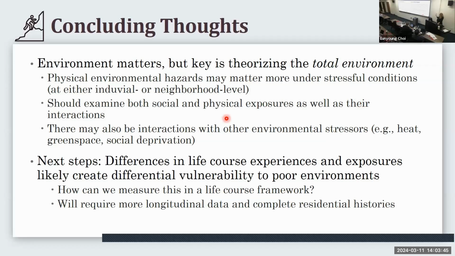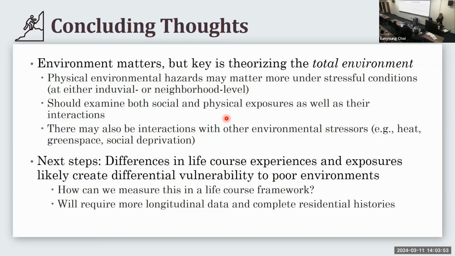This you can do in a regression framework. It's not too hard. It's just interaction. If you want to do more interactions, we have to abandon our traditional methods, but this works pretty well. I also think there might be a lot of interactions with other environmental stressors like heat or green space or social deprivation. These are some of the areas that we're moving in with more sophisticated machine learning methods to try to get a handle on the multiple environmental exposures that people are experiencing.